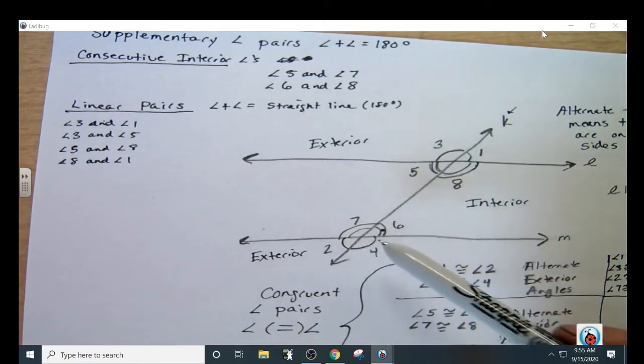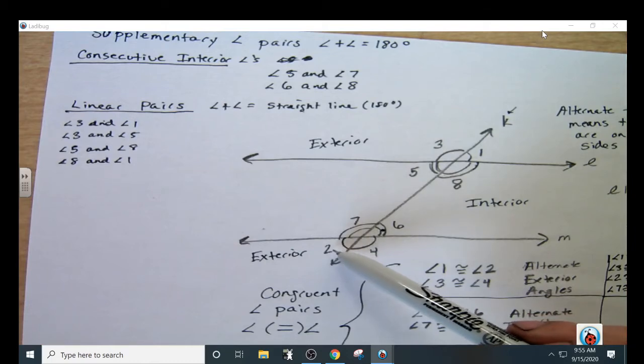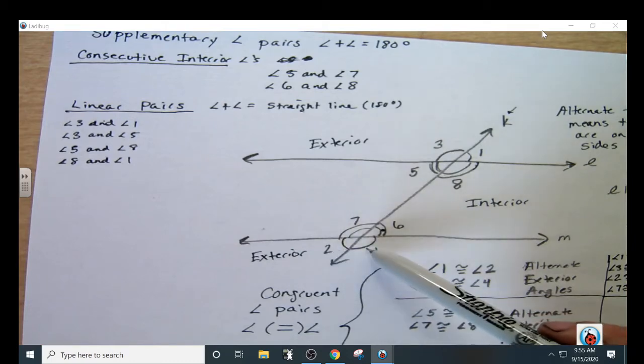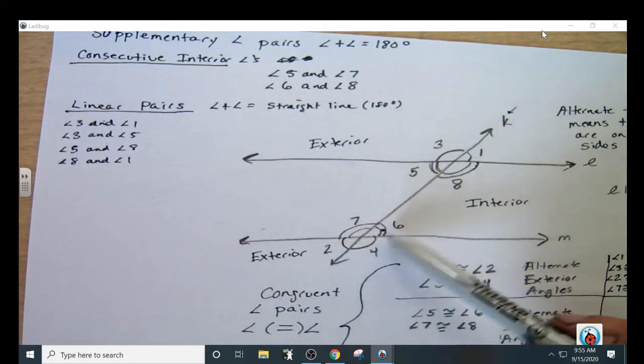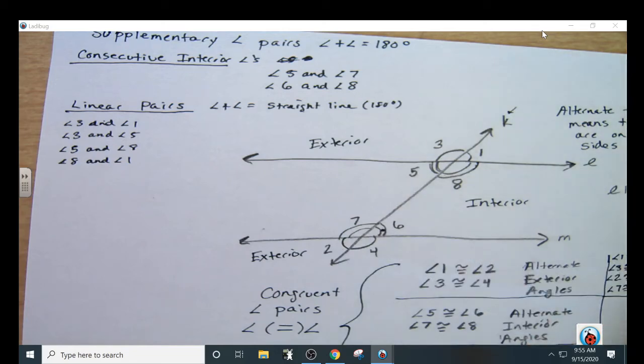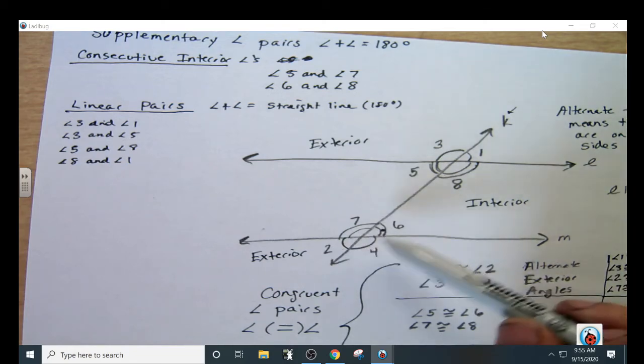The other ones will be like 7 and 6, 7 and 2, 2 and 4, and 4 and 6. That would be the other angle pairs because they make a straight line.